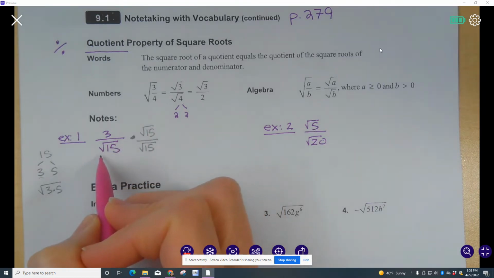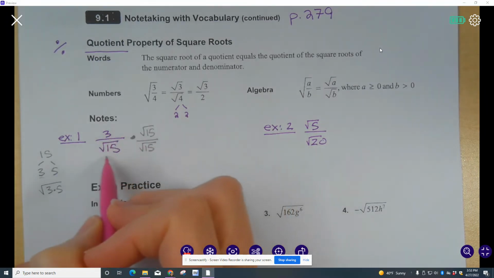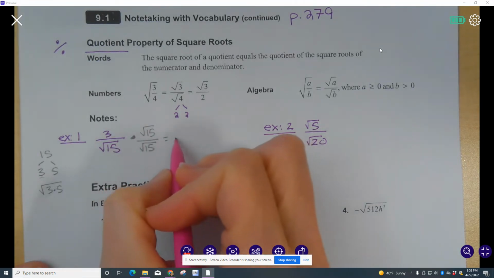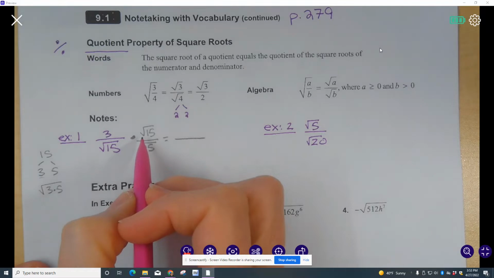So I'm trying to get rid of the square root of 15. I'm going to multiply the top and bottom by the square root of 15. Okay, now remember, if you start with a fraction, you're going to end with a fraction. So keep your fraction going. Now I'm going to do this multiplication.